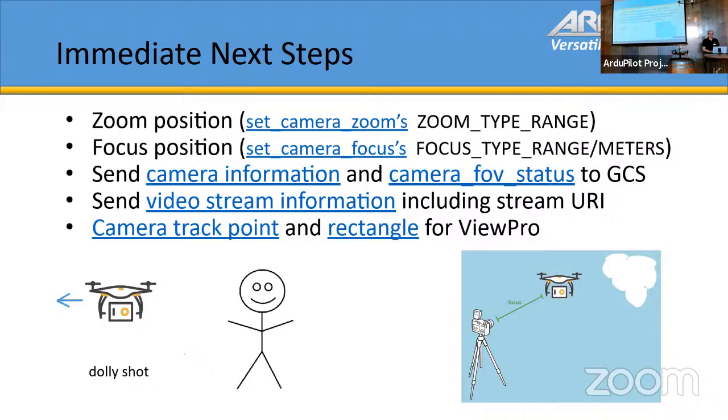Also, the camera track point and camera track rectangle message support will be added for the ViewPro. So this is where a user could, for example, click on a person in the video and the camera will track that person, or they could select a little square around a house, something like that. And the camera will track that object from then on. So we need that support for that. Those are the immediate next steps. There's a lot of other things after that.